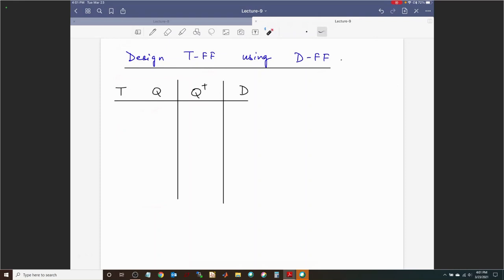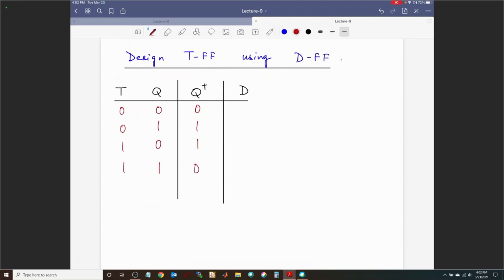So you have entries that are 00, 01, 10, 11, right? So in the first two cases, you do not toggle because T is 0. So you have 0 and 1. For the next two cases, you are toggling. So 0 becomes a 1, 1 becomes a 0.